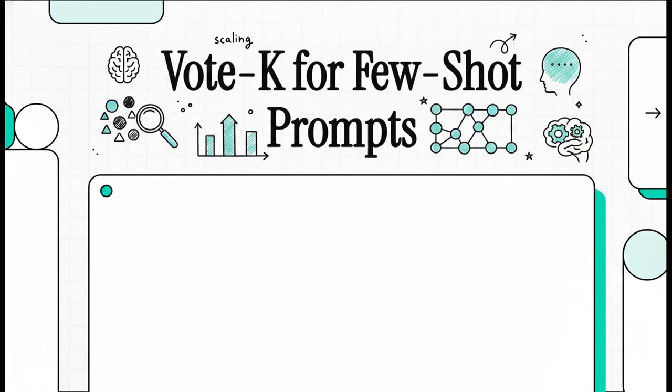Welcome to The Explainer. Today, we're tackling a massive challenge in the AI world: scaling few-shot prompting without losing your sanity. We're going to look at a fascinating method for efficiently finding the absolute best data to train your models. Okay, let's dive into this incredibly fascinating graph-based approach called VoteK.